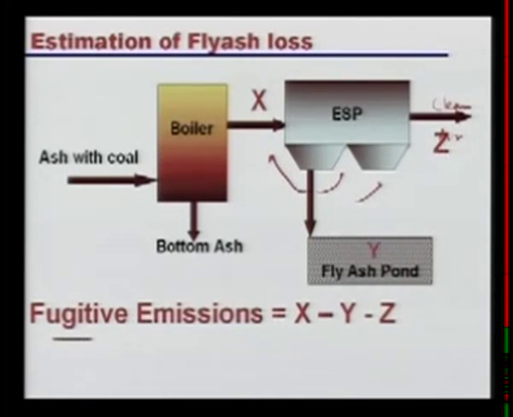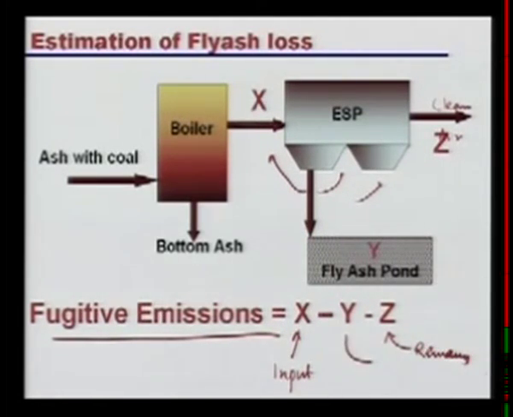Okay, so fugitive emissions can be estimated this way. X was the total input, Y has gone to the ash pond, Z has gone to the chimney, and the remaining portion... X is the input, Z is remaining, Y is disposed. Whatever is the difference between the input and disposed, this will be the emission that is occurring from the bottom of the ESP.